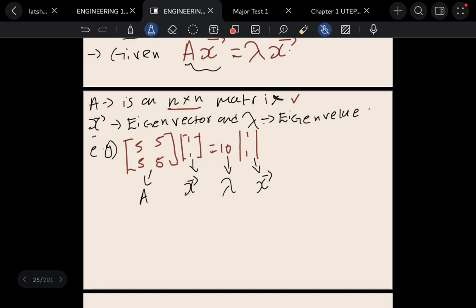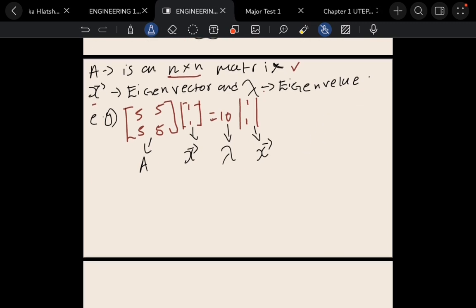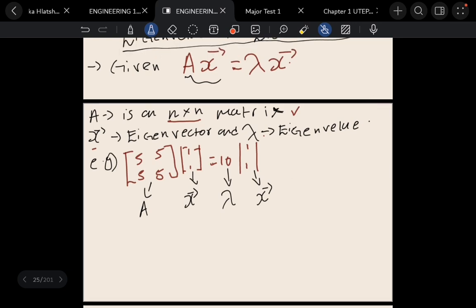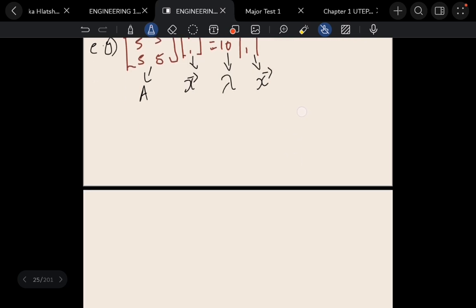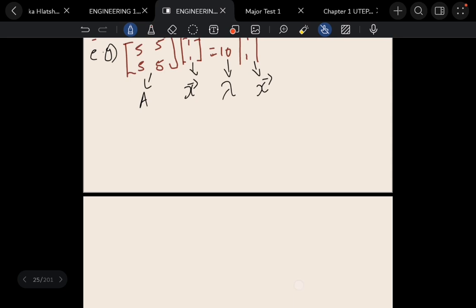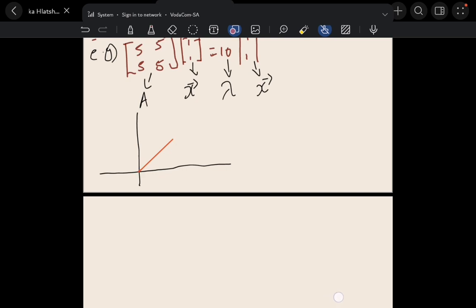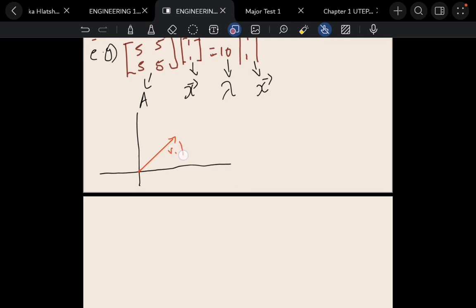Given an example here, I've written a matrix 5 5 5 where A is that matrix, your x bar is the vector 1 1, and your lambda is 10, and 1 1, right? So this is just an example, the picture that you are going to have. If you are trying to understand it deeply, you need to understand that whenever you have a matrix here, you have that matrix, you have this vector v1, which is 1 1, right?